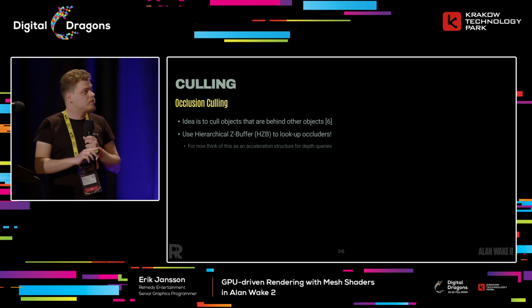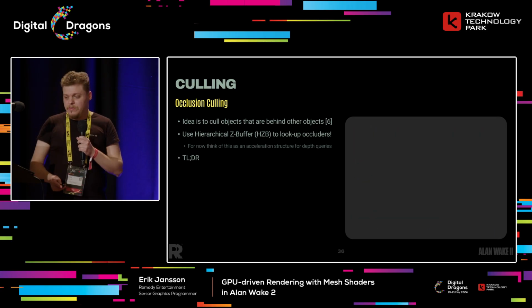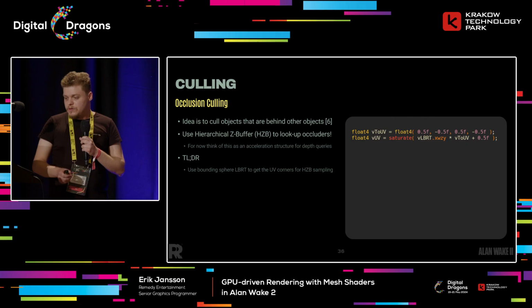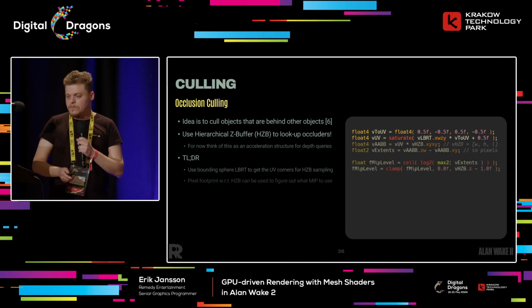You can kind of use this for doing depth queries. And this is the code for it. But this is a bit tricky, so let's break it down bit by bit. You start by taking the bounding sphere, or the bounding sphere rectangle, getting the UV coordinates, so essentially you get the UV corners of this object.